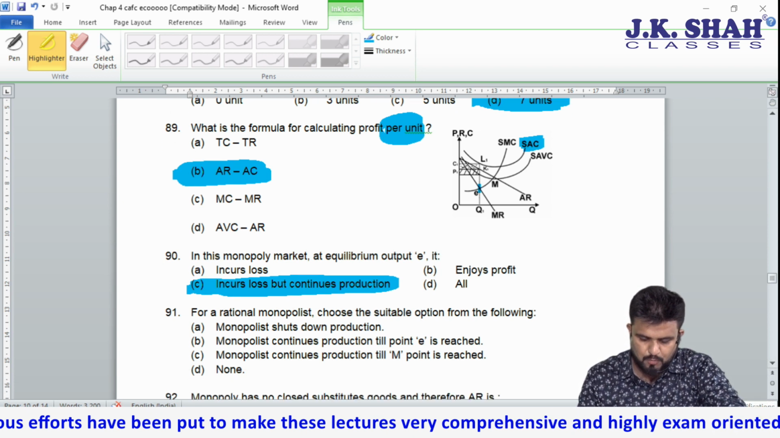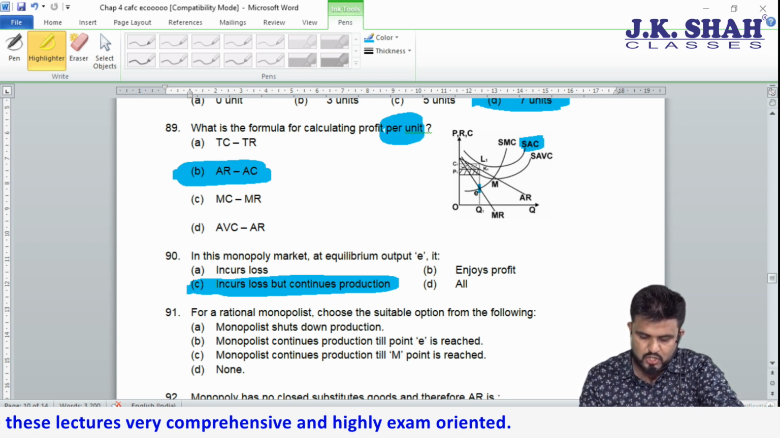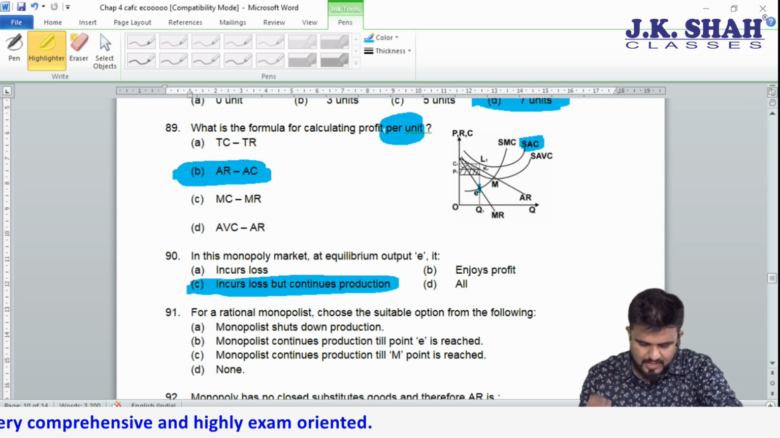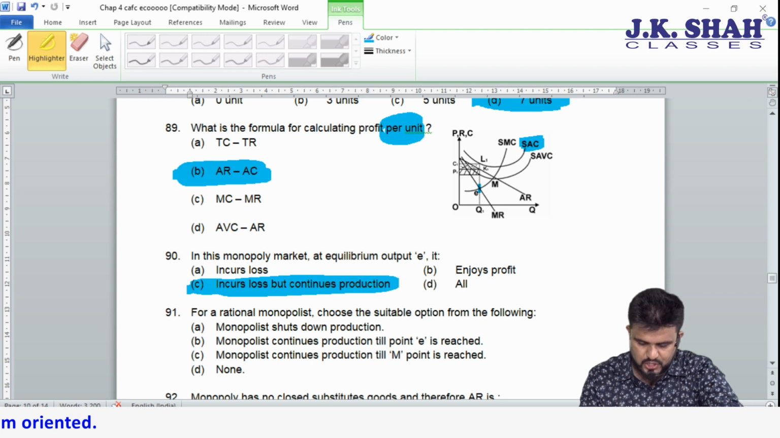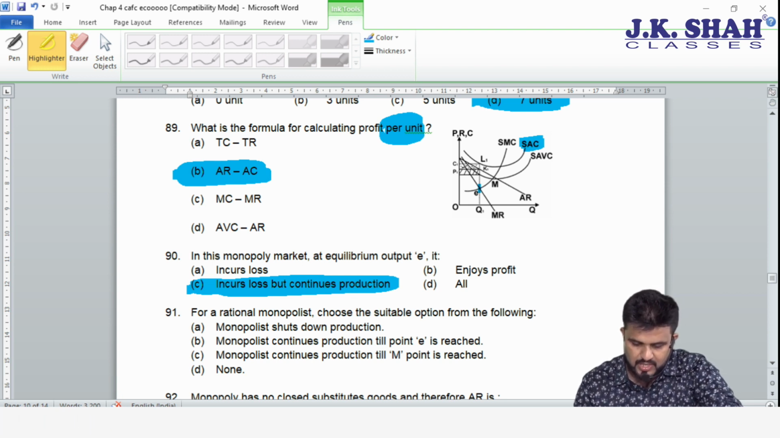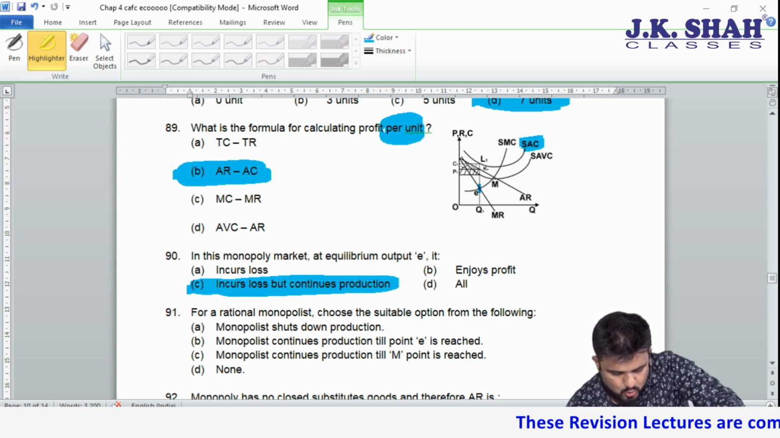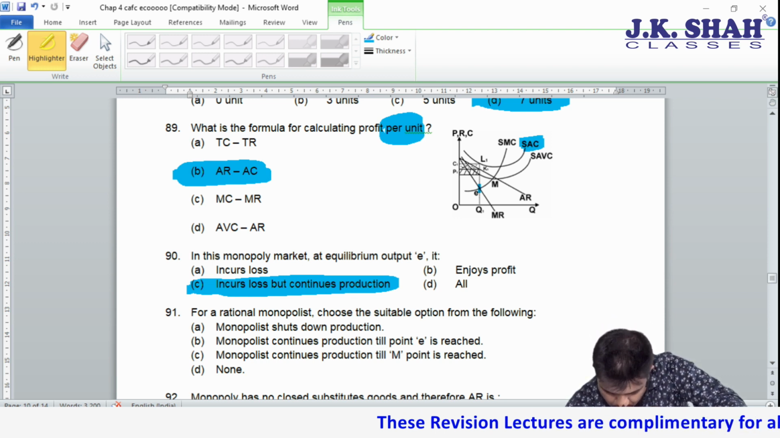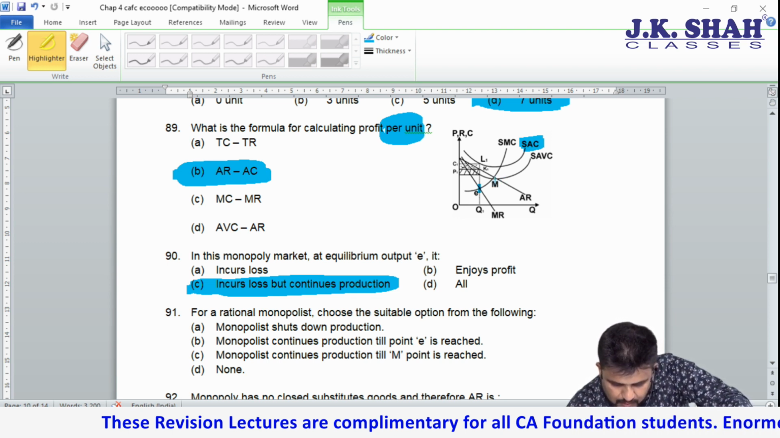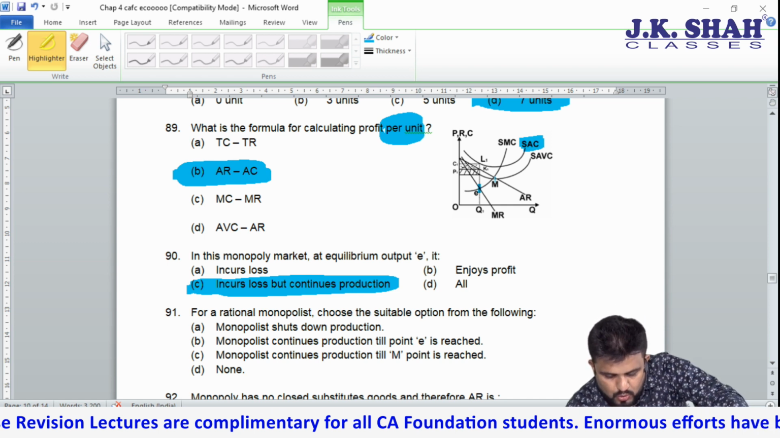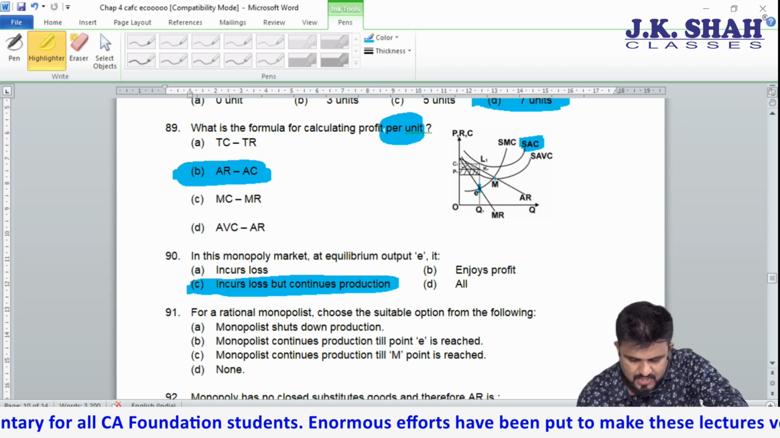For a rational monopolist, choose the suitable option from the following. Monopolist shuts down production. Look at the diagram. Monopolist continues production till point E is reached. Monopolist continues production till M is reached. None. So students, monopolist continues production till point M is reached. See, look at point M. Point M is that point where he is able to recover AVC.